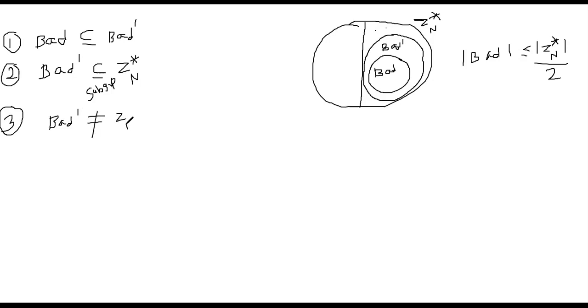If you are able to prove all of these three things, then we have achieved the goal that the number of elements in bad cannot be more than half of the elements of the group Zn star.